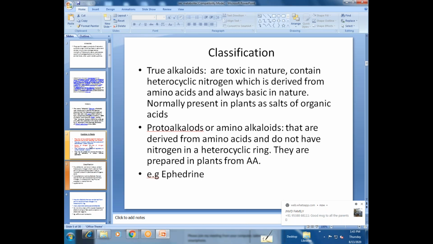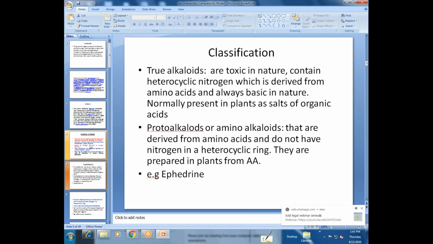For example, quinine. I think you know the quinine drug. It is an anti-malarial drug. Quinine is present as quinine sulfate or quinine hydrochloride, that is, we call it a salt. It is not in the base form as quinine. Instead, it is present as quinine hydrochloride or quinine sulfate.